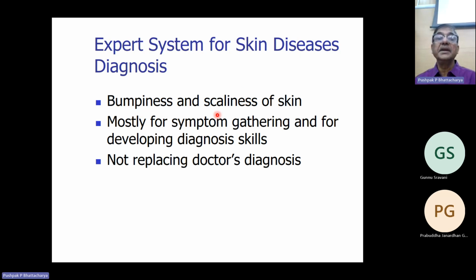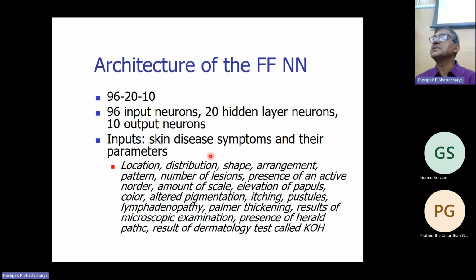The skin condition is examined. Some of the observations are bumpiness and scaliness of the skin, mostly for symptom gathering and for developing the diagnosis skills. And the purpose is not to replace the doctors. The purpose is to assist them. And this is being done. It was a sponsored project for us long back from a company called Siemens, who are in the medical domain quite a lot. So we decided to use a feedforward neural network, and the configuration was 96-20-10.